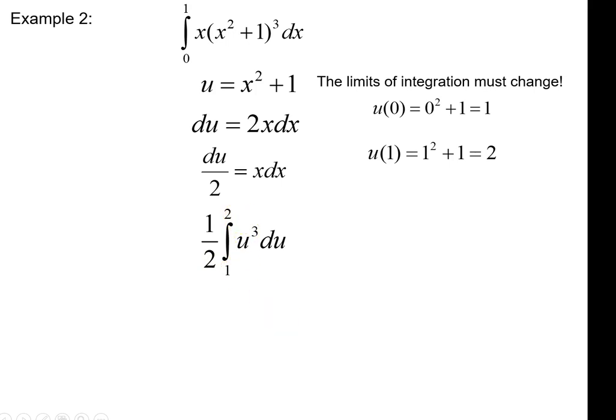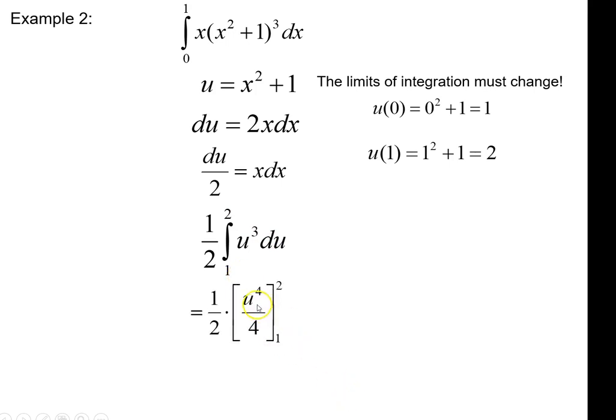Okay. What I don't want to see is that you've written it in terms of u and you've left the 0 and the 1 in here. That is not okay. The 0 and the 1 applied to the limits in terms of x. But if you're writing it in terms of u, you need to have new limits going from 1 to 2.